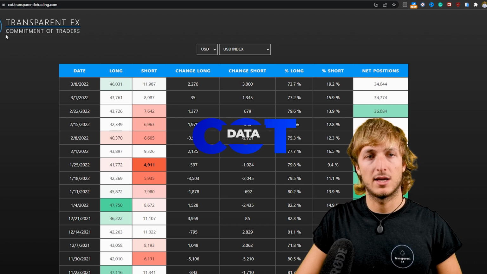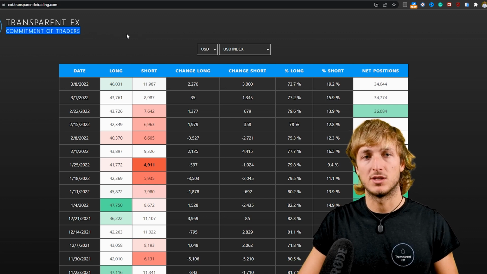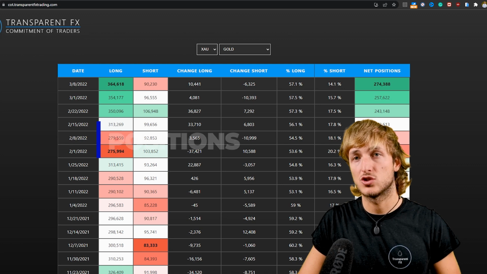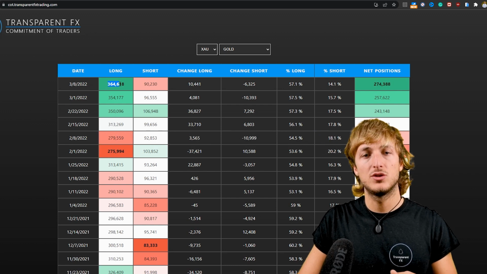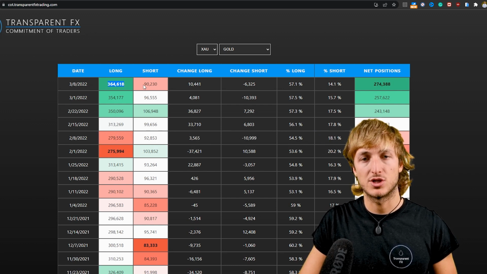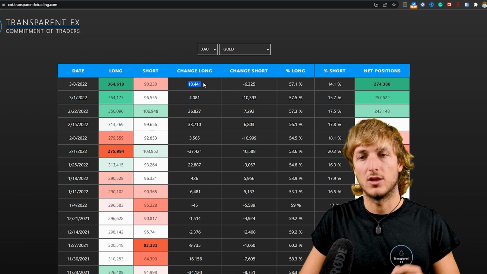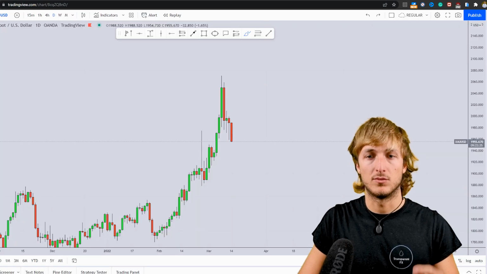Now, if we go and see what we have when it comes to the commitment of traders, which is basically what the non-commercials and the biggest speculators in the market are doing, and we check the data specifically for gold, we can see how lately we went from having 172.1k net positions all the way up to having 274.3k net positions, reaching 364.6k long positions and only 90k shorts. So gold at the moment is getting quite bullish. We can also see 10.4k longs added with the last report from an institutional perspective and 6.3k shorts getting closed. So gold at the moment is getting quite bullish.